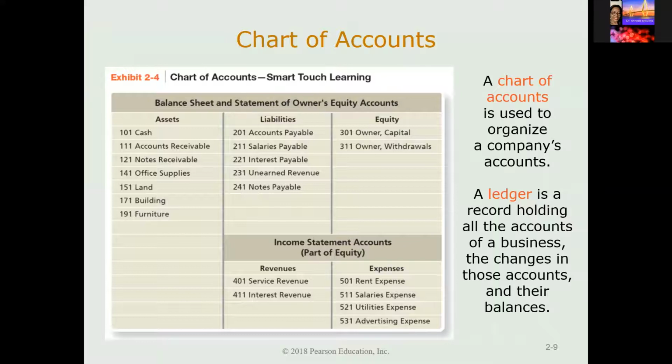Now, companies need a way to show all of the increases and all of the decreases in each account, along with their balances. That's where a ledger comes in. A ledger is used to complete this task. So what is a ledger? A ledger is a collection of all accounts, the changes in those accounts, and their balances. A ledger provides more detail than a chart of accounts.